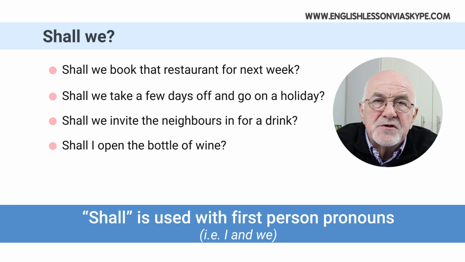Now, of course, when we use shall, we either use it with we or I. We don't use it with shall you or shall he. It's always shall I? Shall I open the bottle of wine? Shall we? Shall we go away for the weekend? We promised, we said we would. So shall we do it this weekend?